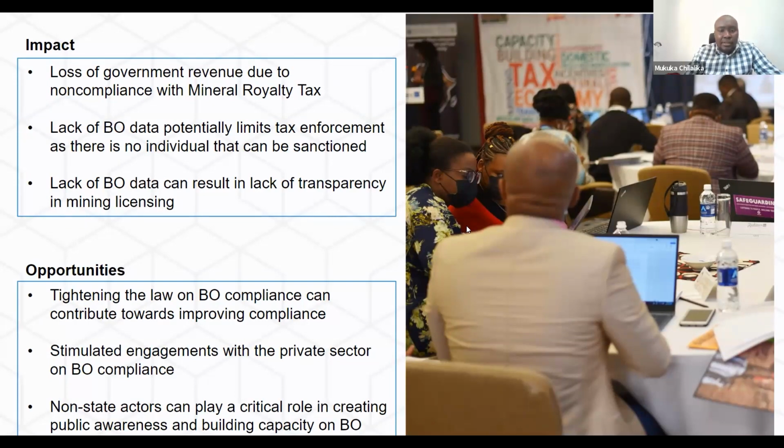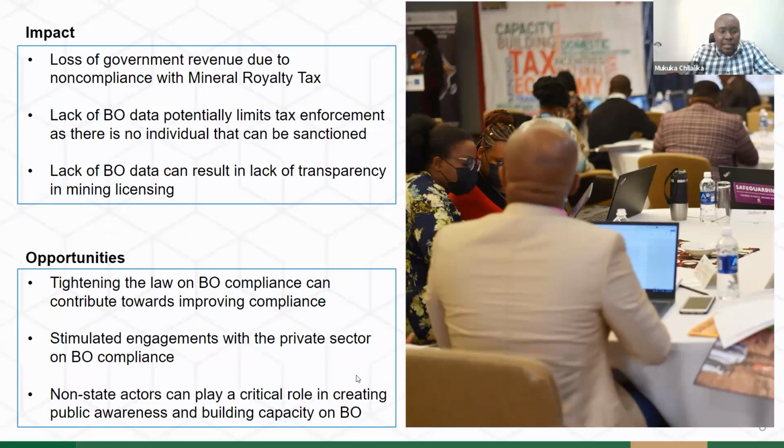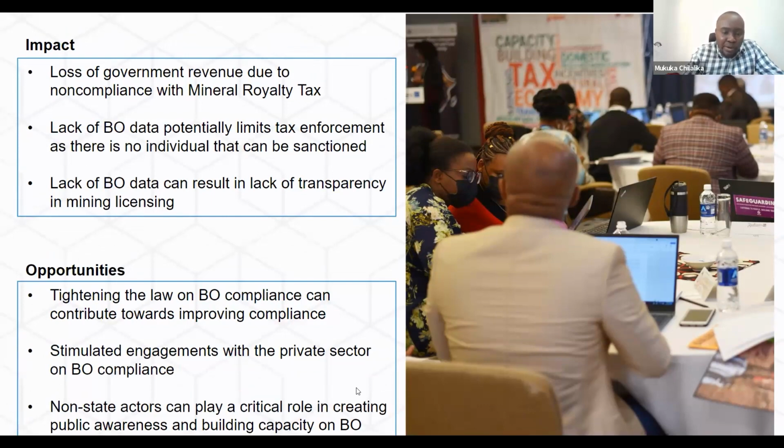So what are the opportunities from what we found? I think we're looking at, one, tightening and improving the law on beneficial ownership compliance. We have to look at the law. Is it strict enough for non-compliance? For instance, the law says a company that does not file beneficial ownership information commits an offense. It doesn't go further to state what the offense is or what the penalty is for not filing beneficial ownership information.